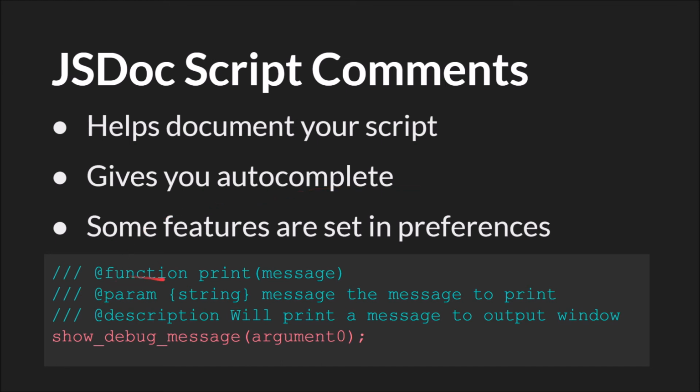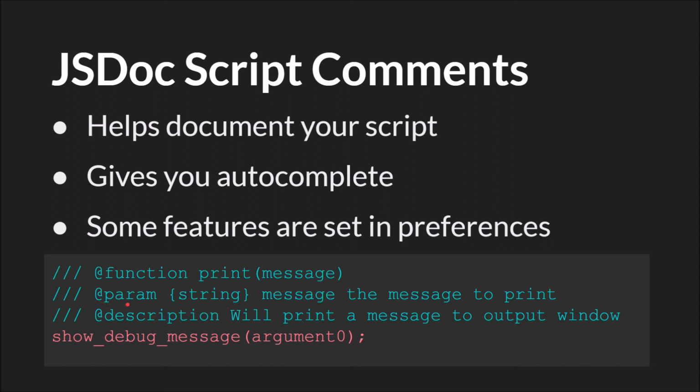The first is the function. You can say @function or @func, F-U-N-C. You can type the name of the function, and then you can type in the arguments. In theory, this should do something, but in GameMaker Studio 2, it mostly seems broken at the moment, so you can use it or not use it as you want. These next two, however, are very helpful.